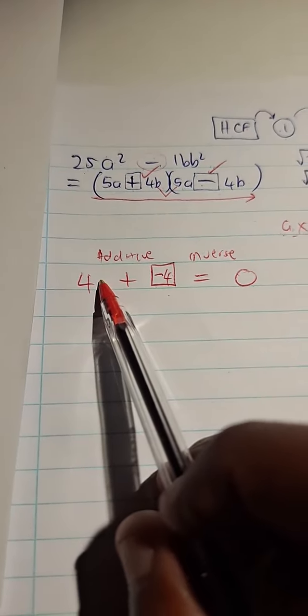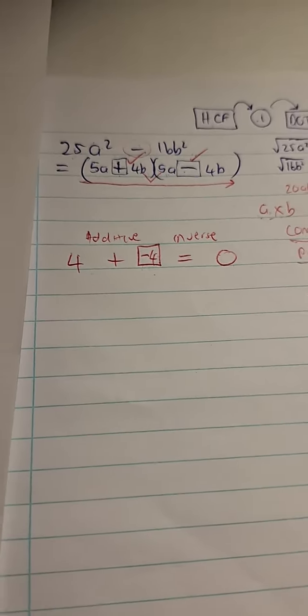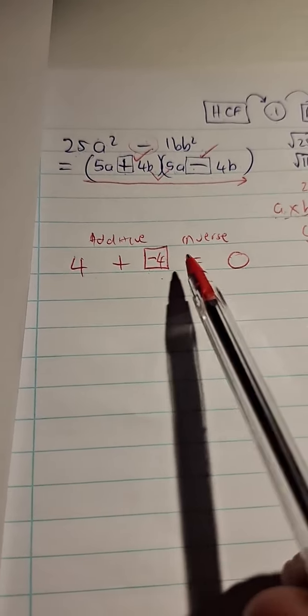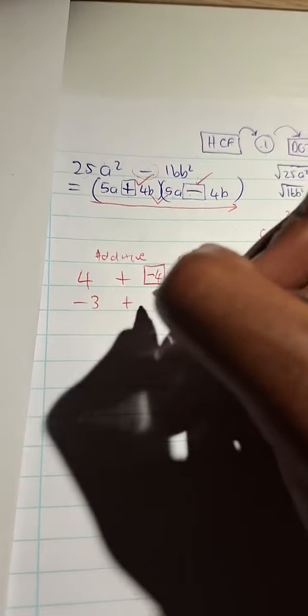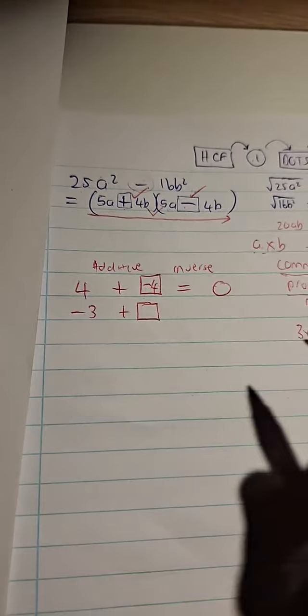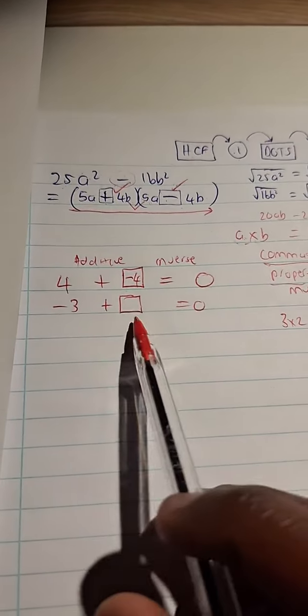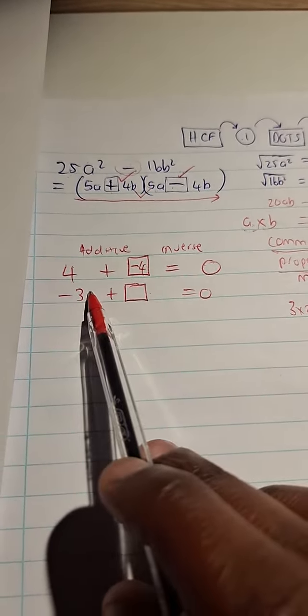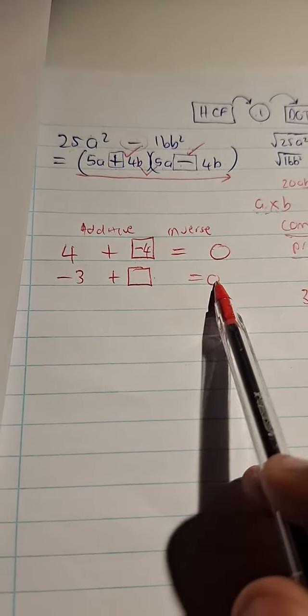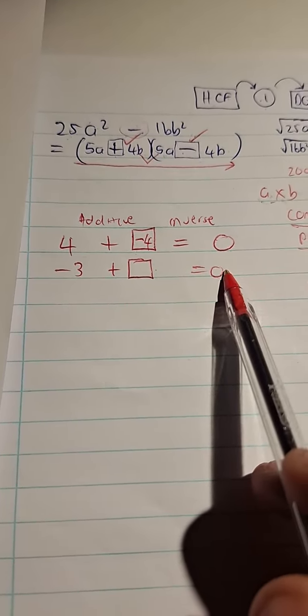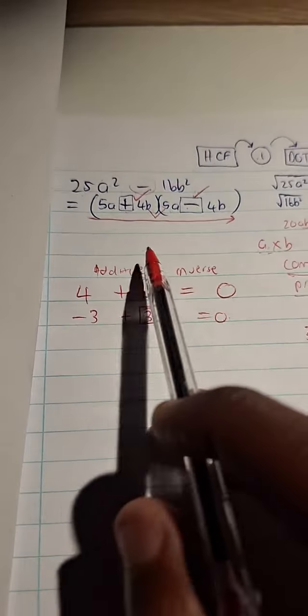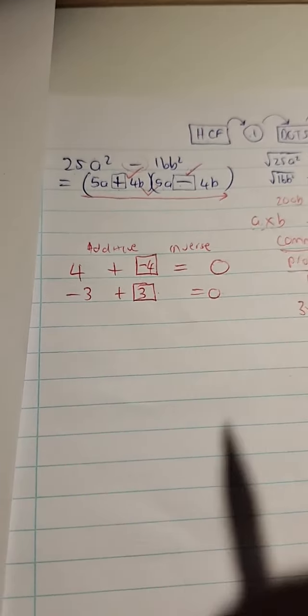So the additive inverse of 4, as Lusanda says, is negative 4. That's what an additive inverse is. If I put this here, minus 3 plus what, blank, will give me 0? Remember, I said an additive inverse is that number that will be added to another number which will lead to 0. So what is that number? Yes, guys, it is 3. So that is what an additive inverse is.